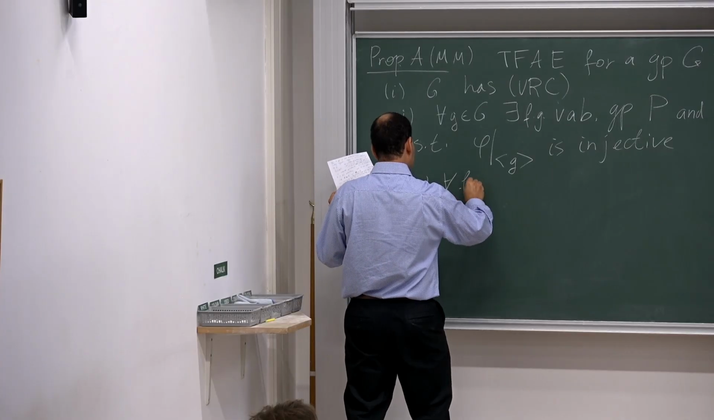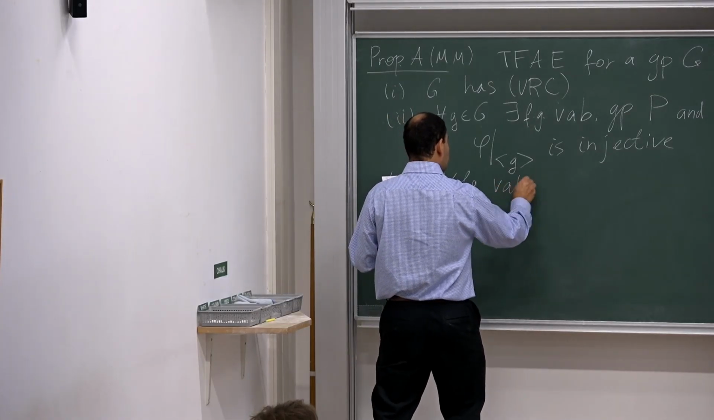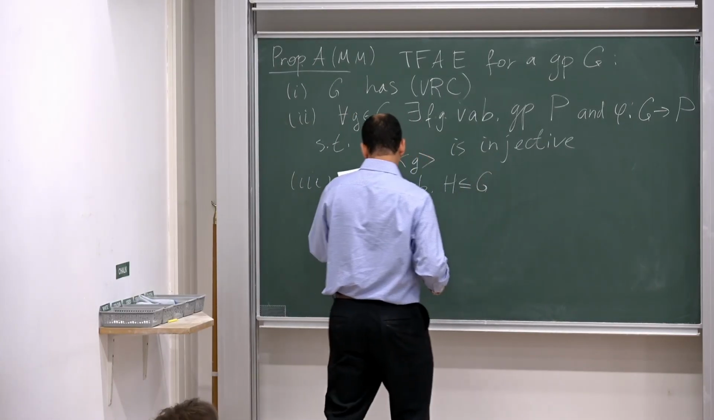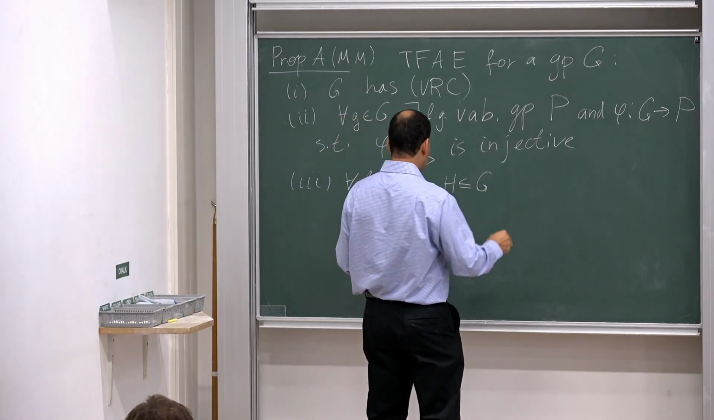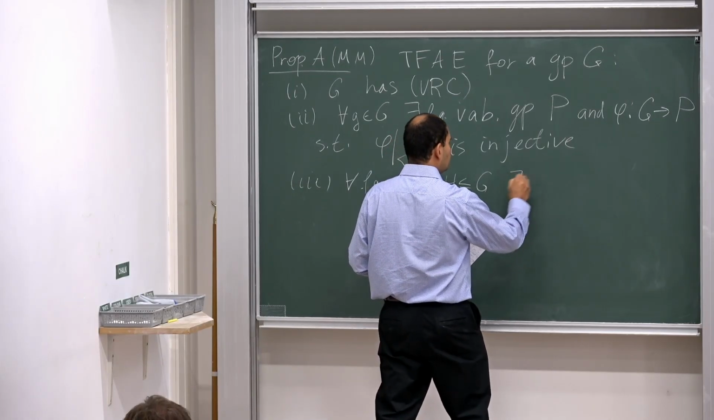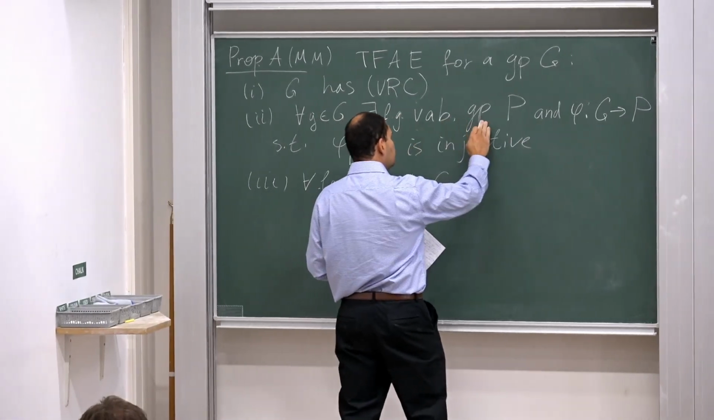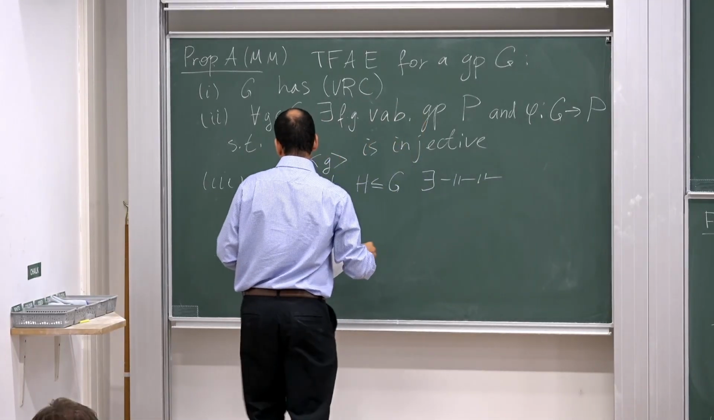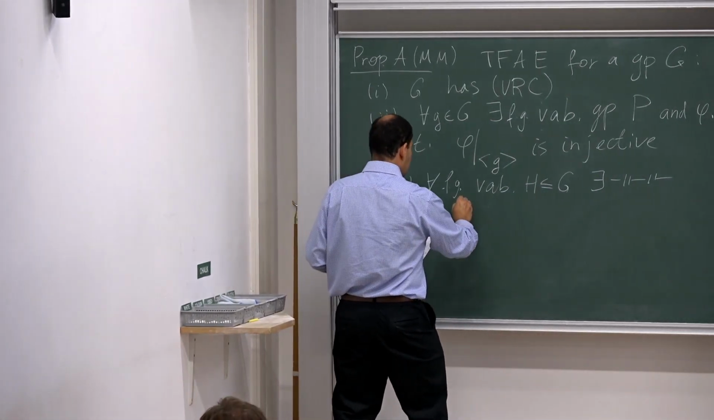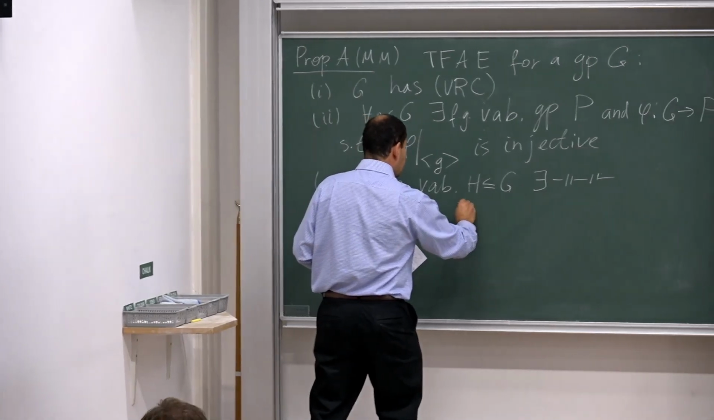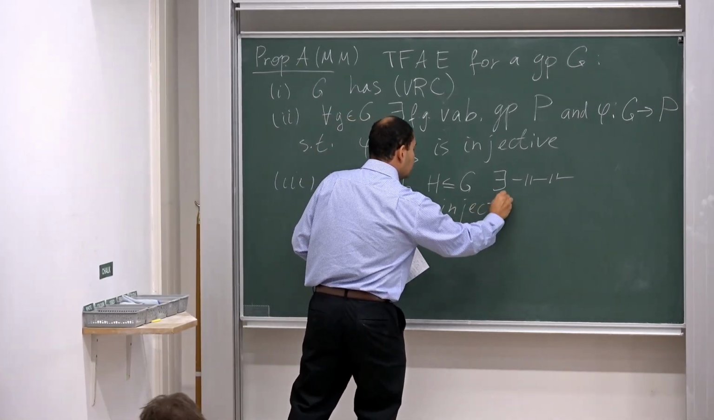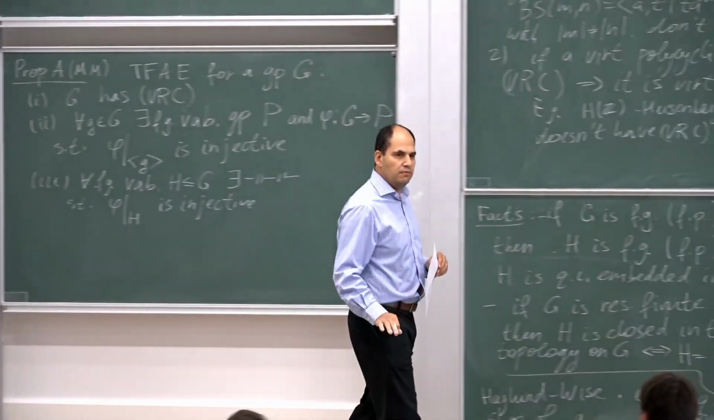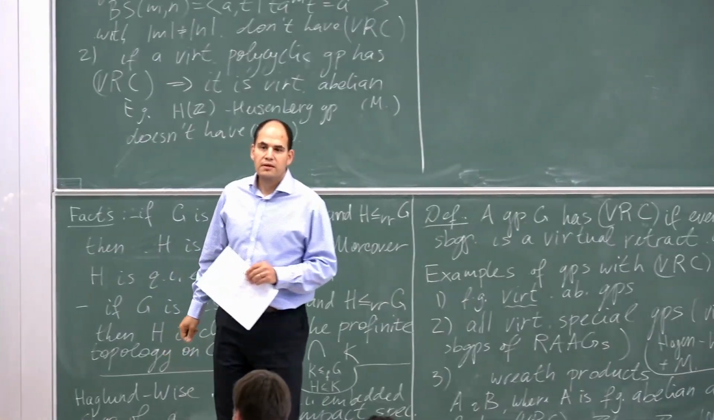For every finitely generated virtually abelian subgroup H in G, there is a homomorphism. So there is a finitely generated virtually abelian group P and phi from G to P such that phi restricted to H is injective. So not only can you make it injective on all cyclic subgroups, actually you can make it injective on all finitely generated virtually abelian subgroups.